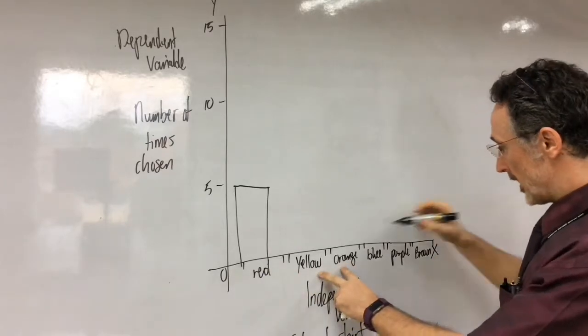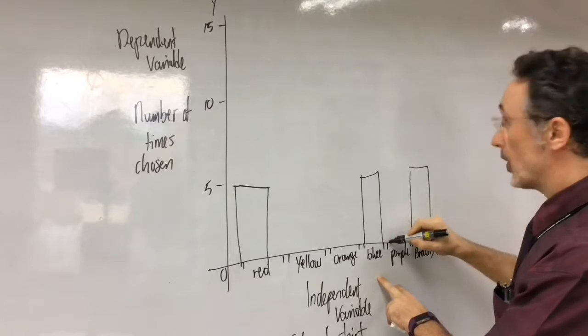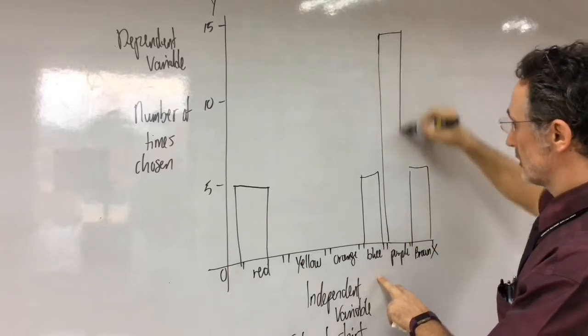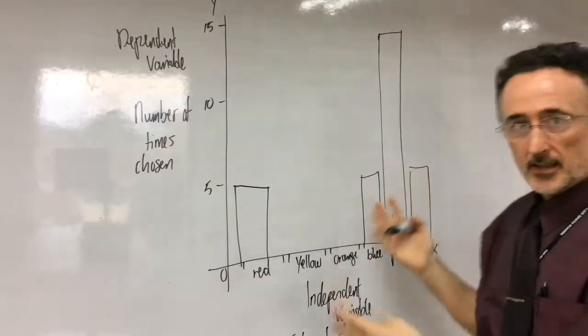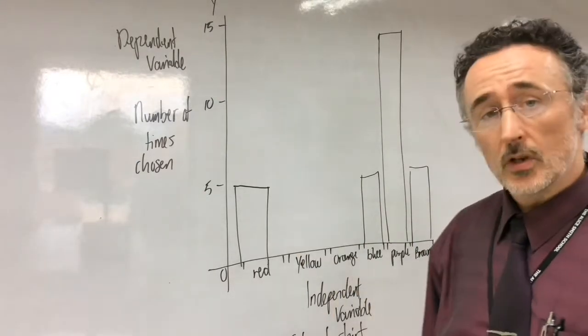Orange and yellow had nothing. Blue was 5. Brown was 5. And purple was 15. Now, that's considerably more obvious than what the table was showing us. And this is why we use a graph.